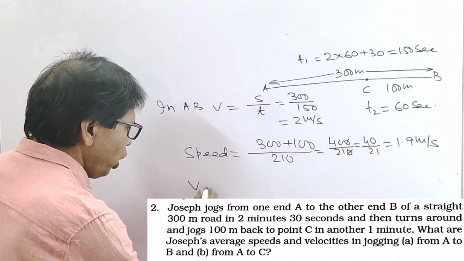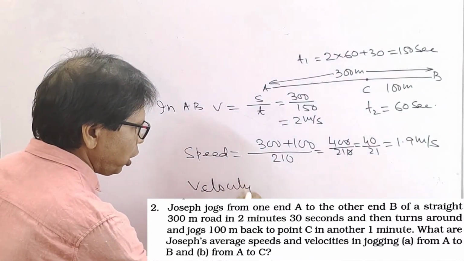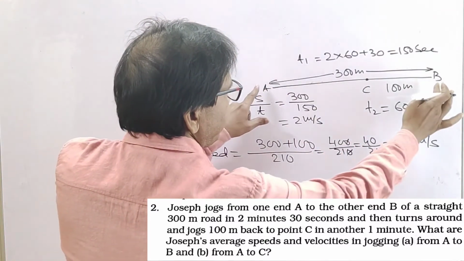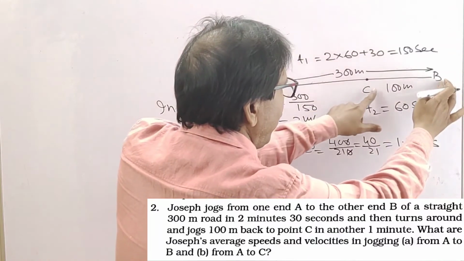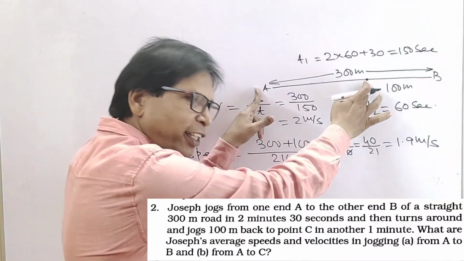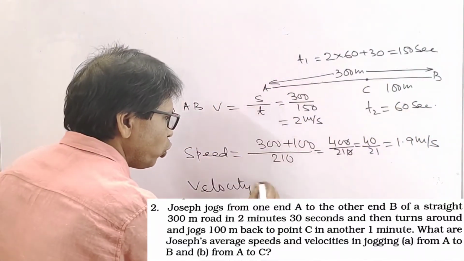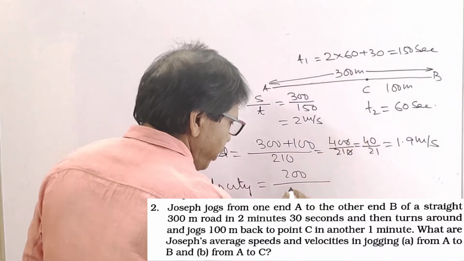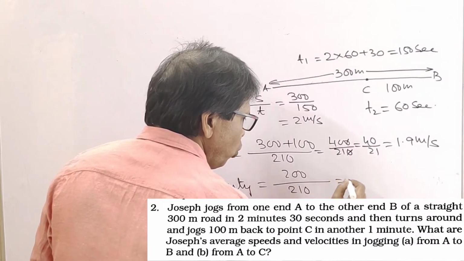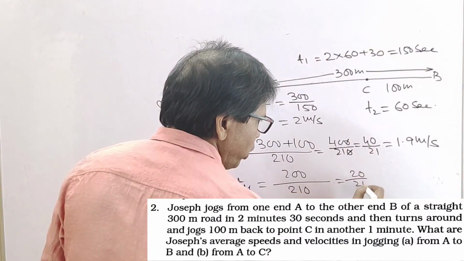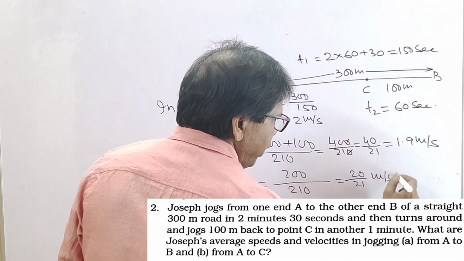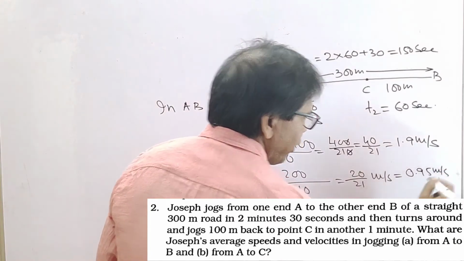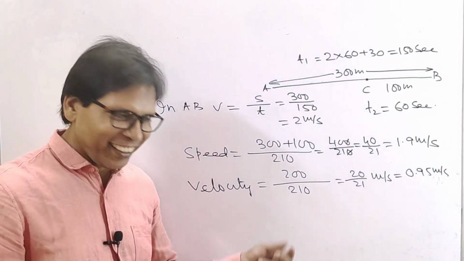Now velocity, look at this. The magnitude of velocity is the straight distance between A and C divided by time. This is 300, this is 100, so 300 minus 100 is 200. Now 200 divided by total time taken, that is 210. So this is 20 by 21 meters per second, equal to 0.95 meters per second. Okay, understood? Next, look at this.